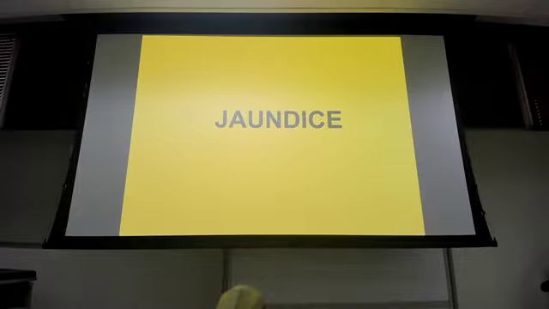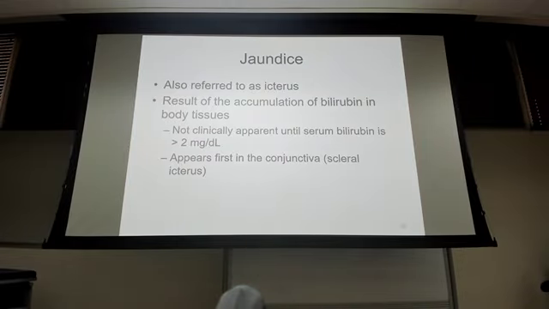Clinically visible when bilirubin exceeds 2 milligrams per deciliter. That's an important number. It's on the next slide. You're going to see jaundice when you have bilirubin above 2 mg per deciliter. You also hear it referred to as icterus, same thing, jaundice, icterus. Normally, once it hits that 2 milligram per deciliter threshold, the whites of the eyes are going to be the first sign. It's going to be yellowing or jaundice of the sclera of the eye.